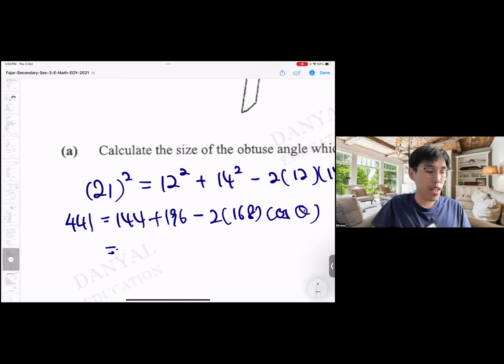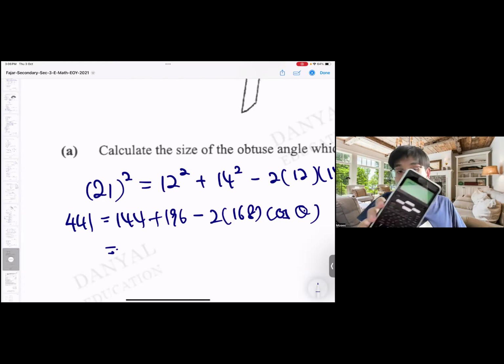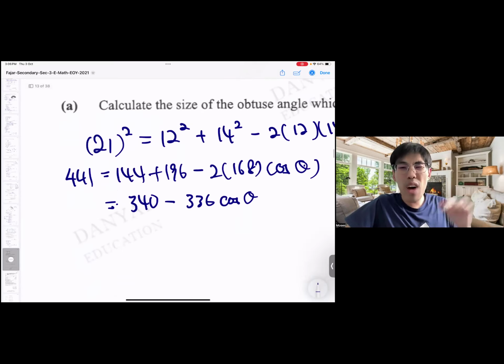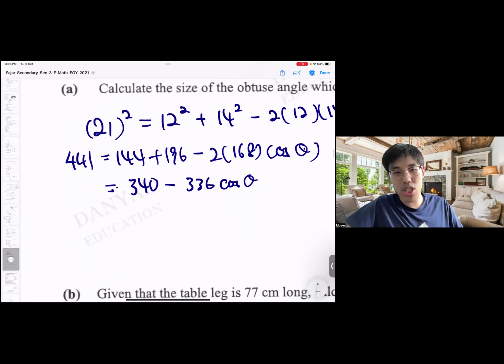Okay? So from here, 144 plus 196. Press the calculator for each of them first. Write things properly first. Then you go and 168 times 2. Then we go and put them into the calculator. At least we are keying in singular numbers. Don't rush, really. Don't rush.